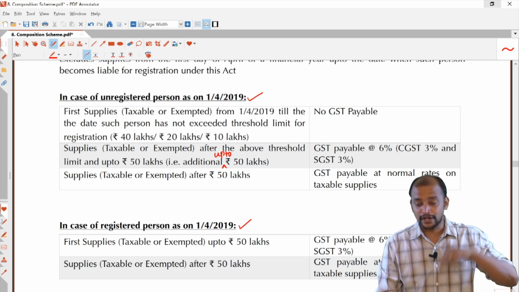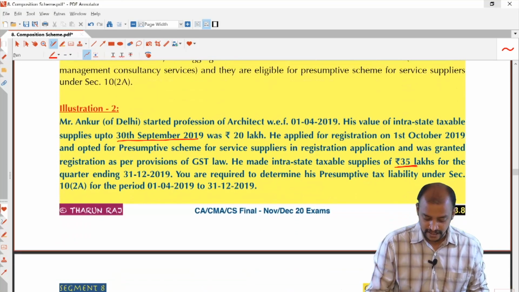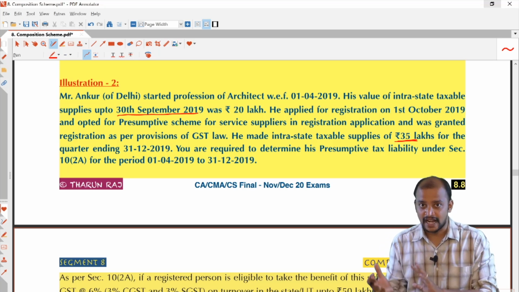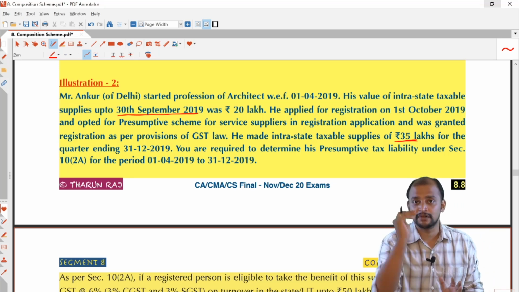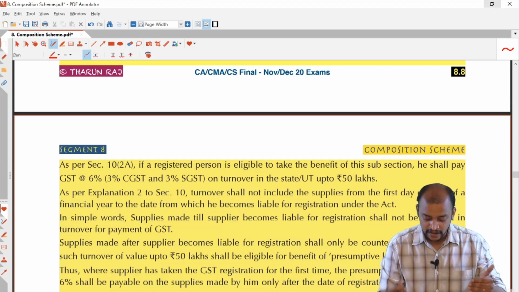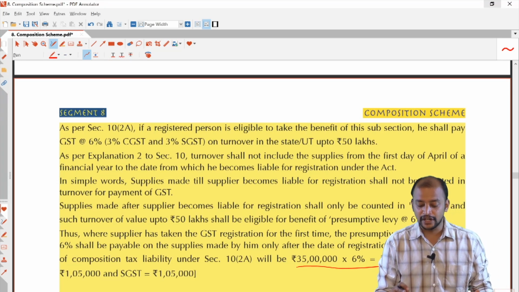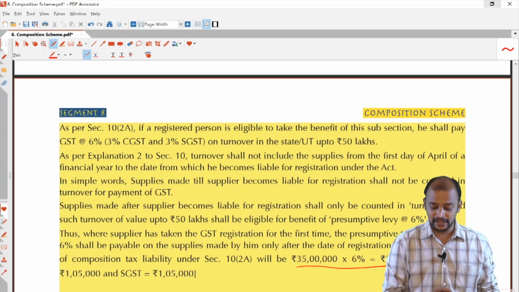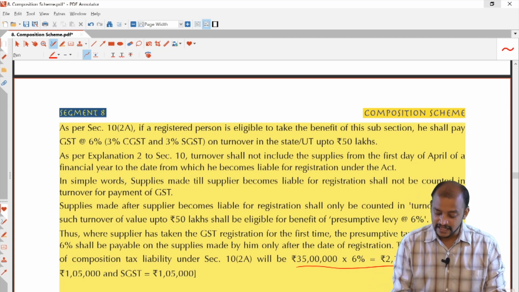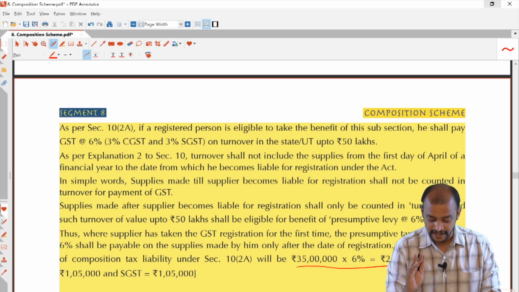So now, what is your interpretation for this question? For this question, you see this. 20 lakhs and 35 lakhs crossed 50 lakhs. Take illustration number 2: 20 lakhs and 35 lakhs, it crossed 50 lakhs. So first 20 lakhs, no GST. Even though as per explanation 2, turnover shall not include the supplies from the first day of April of the financial year to the date from which he becomes liable for registration. Supplies made till the supplier becomes liable for registration shall not be counted in the turnover for payment of GST.